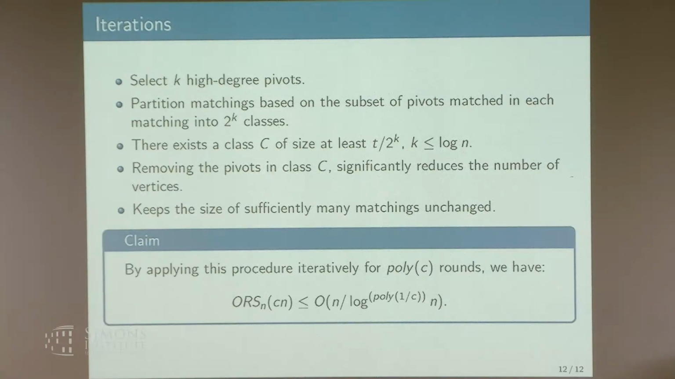The last thing that we add to this proof is doing these steps iteratively, which gives us the upper bound that we have. So we are going to use the same technique, using the classification to do this for the k classes of the matchings, and reduce the number of vertices and keep many matchings of the same size. If we do this again and again, we will end up with some matchings that are large, but the size of the graph is very small, until the point that we cannot do this any further. By applying this, we can do this in poly C rounds, and we get the upper bound that we wanted to achieve.